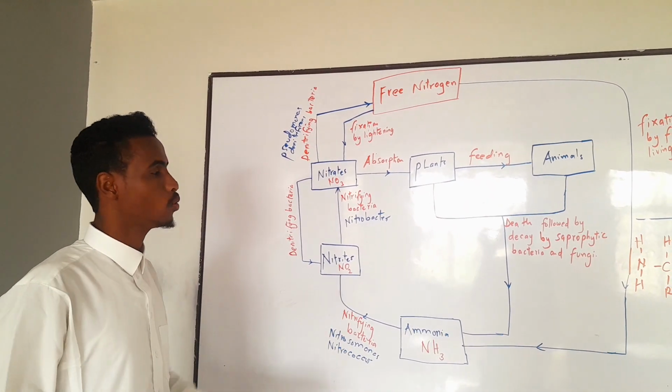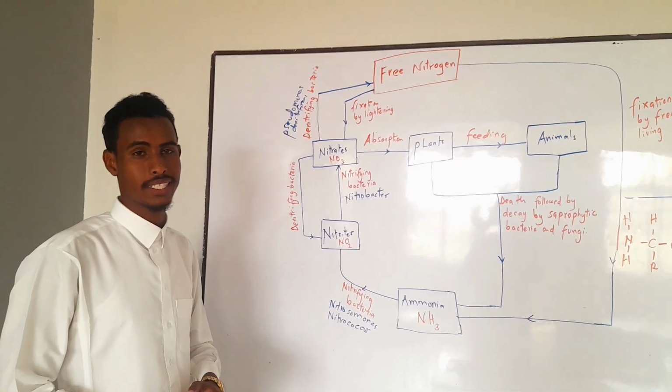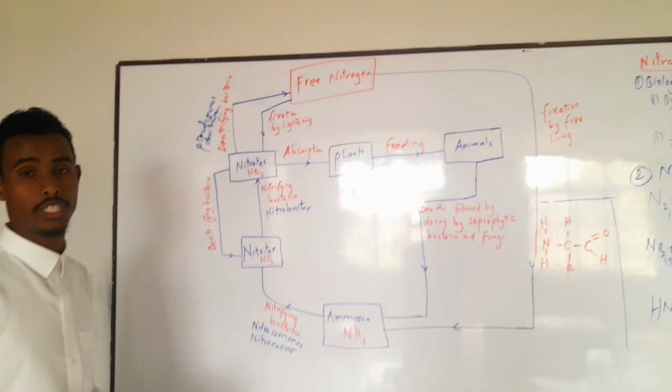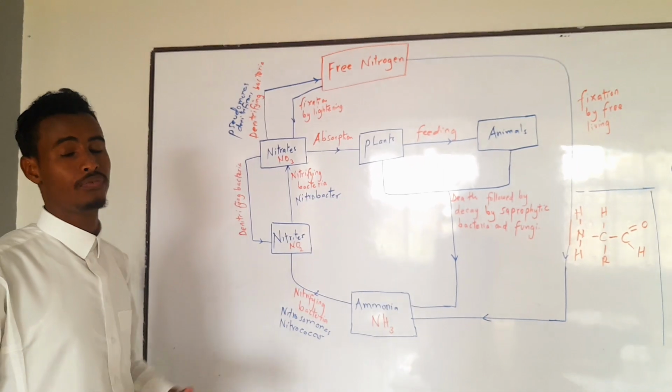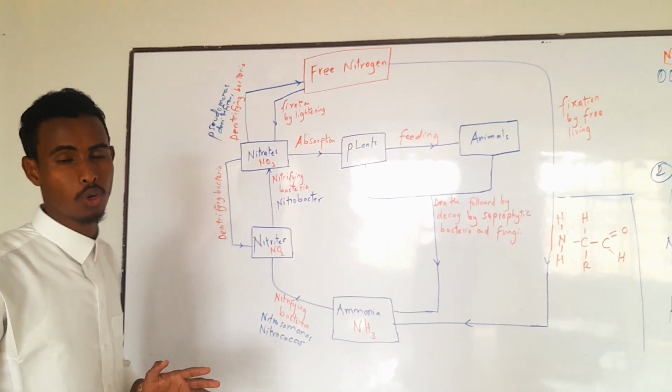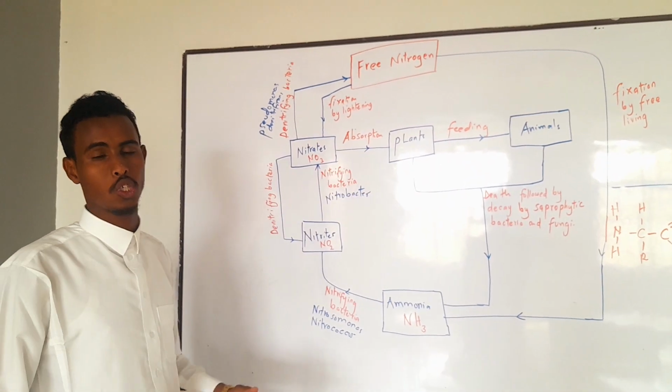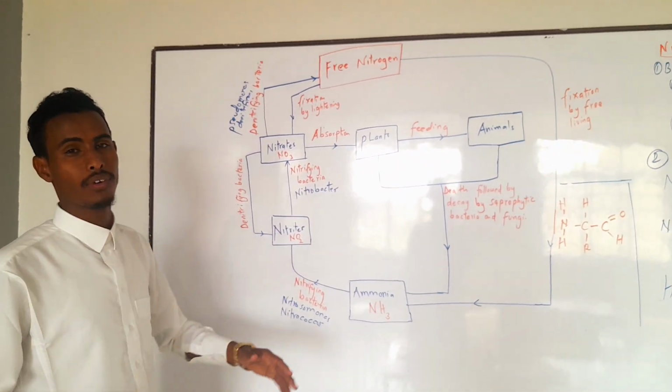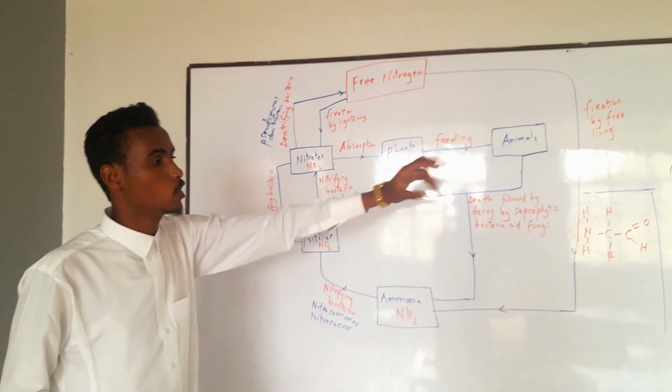Now, in summary, what I'm trying to say is that in the nitrogen cycle, we have the free nitrogen, and the nitrogen can be fixed in 2 ways. That is the biological fixation as well as the non-biological fixation. In biological fixation, we have the free living. We also have the symbiotic bacteria.